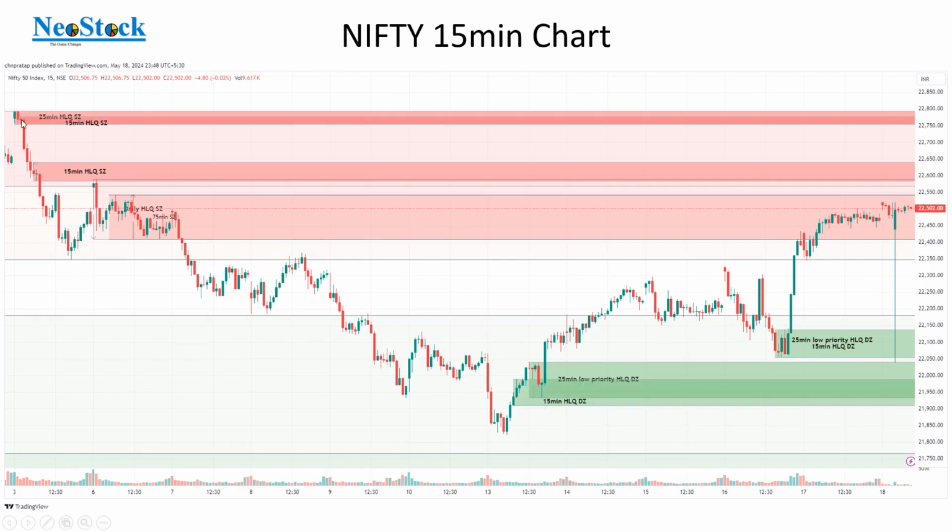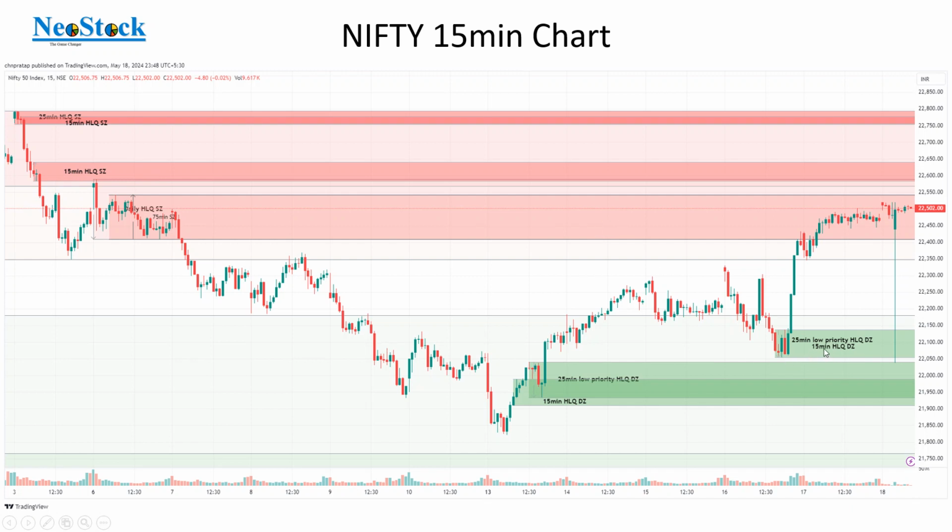Let me draw the zone. See here, drop, base, drop. This is a 15 minutes high liquidity supply zone. Again here, this is a drop, two base candles and a drop. This is an ERC candle. So again, two base candles and a drop. This is a 15 minutes high liquidity supply zone.